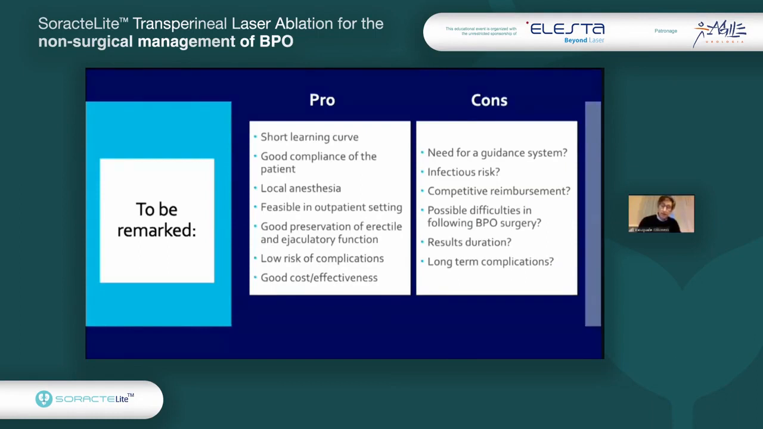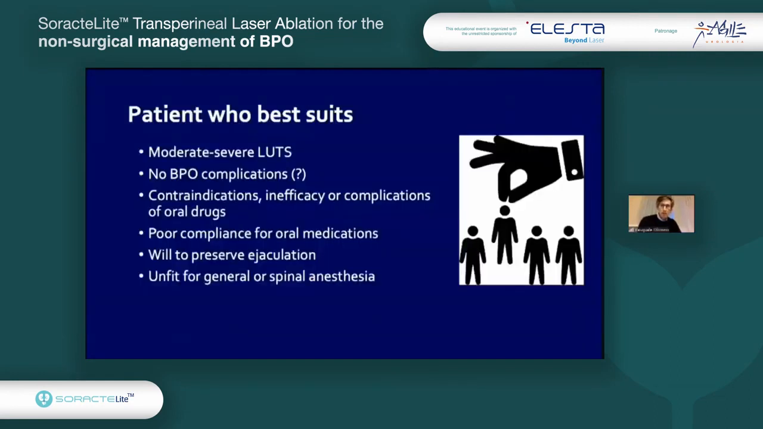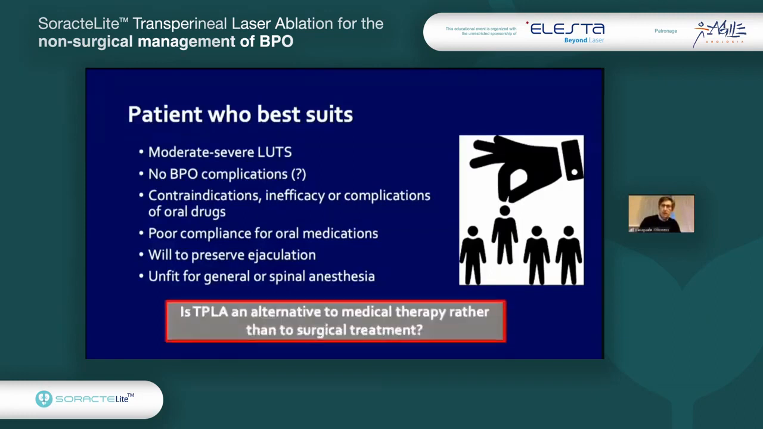I think it's an evolving, very distinct procedure. And as has been said before, patient selection is paramount. So which are the patients who best suit this procedure? Moderate and severe LUTS, probably without the complication of BPH, and also in case of contraindication, inefficacy or complication of oral drugs, poor compliance with medication, or patients who need to preserve ejaculation, young patients, or those unfit for general or spinal anesthesia.